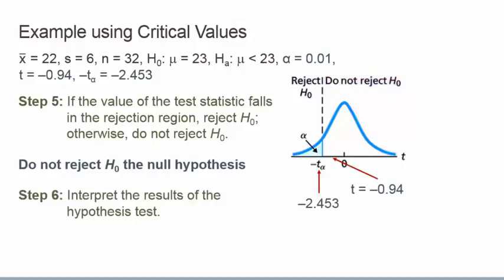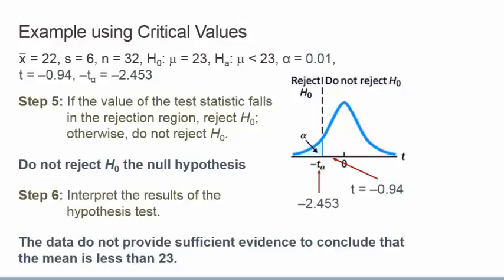Step 6. Interpret the results of the hypothesis test. The data do not provide sufficient evidence to conclude that the mean is less than 23.